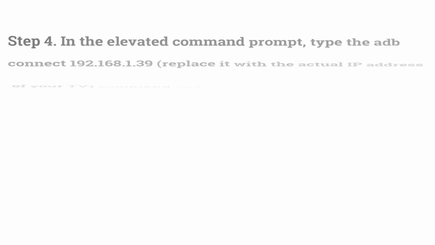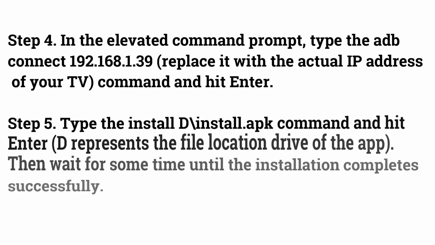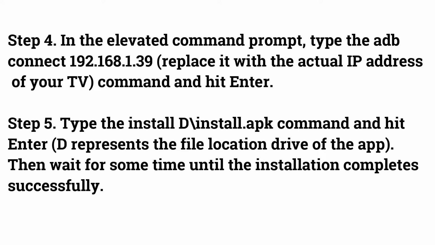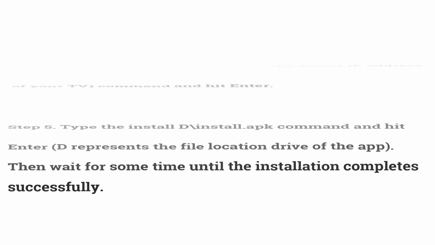Step 4. In the elevated command prompt, type the command adb connect 192.168.1.39, replacing it with the actual IP address of your TV, and hit Enter. Step 5. Type the adb install D:\install.apk command and hit Enter. D represents the file location drive of the app. Then wait for some time until the installation completes successfully.